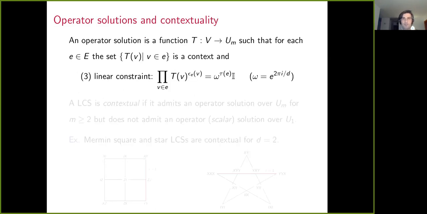So an operator solution, to be more precise, is a function from the set of vertices to the unitary group, such that for each edge, the set of operators restricted to the edge is going to be a context. So they have the first two properties, being of order d and pairwise commuting. And the third is the linear constraint, which is precisely given by the matrix equation in the multiplicative form. So the incidence weight appears as the powers of the operators, and on the right-hand side, we have tau appearing as the power of omega. And omega here is the d-th root of unity. So this is the third part of the linear constraint system.